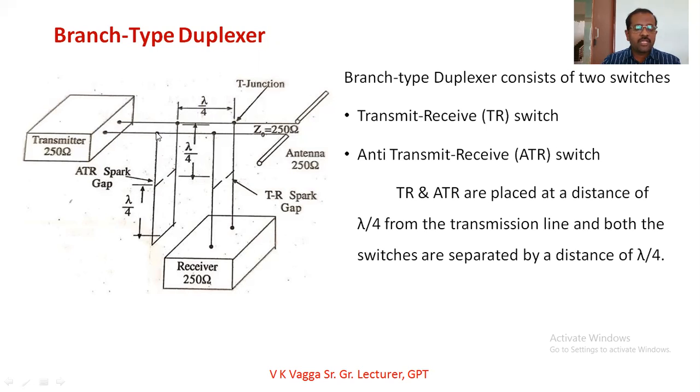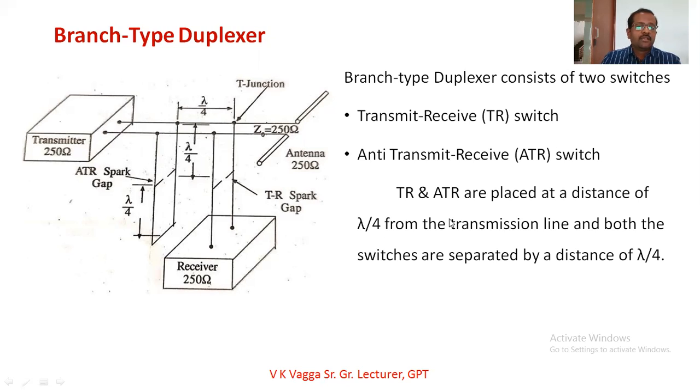In the same way, the transmitter and the ATR switch are also to be spaced at a lambda by 4 distance. Likewise the ATR switch and the end switch are to be connected exactly at lambda by 4, and all of these distances are to be maintained exactly at lambda by 4.